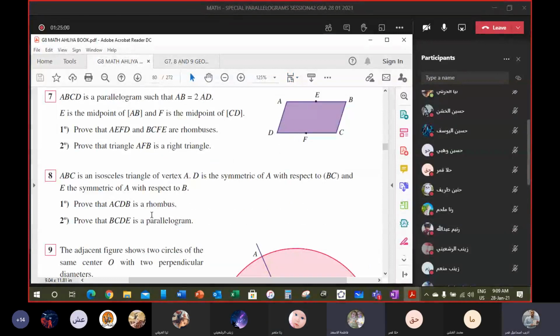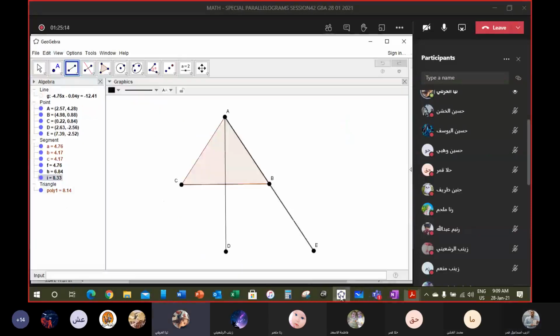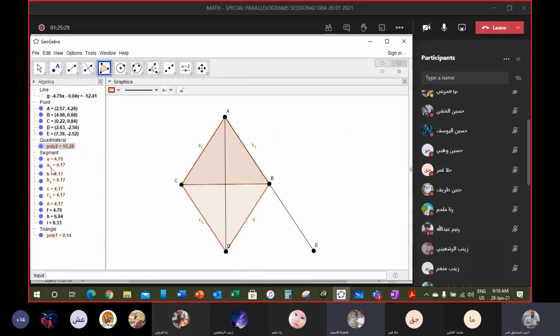Let's continue. Prove that ACDB is a rhombus. We also draw this polygon, we join this polygon A, C, D, B. Okay.